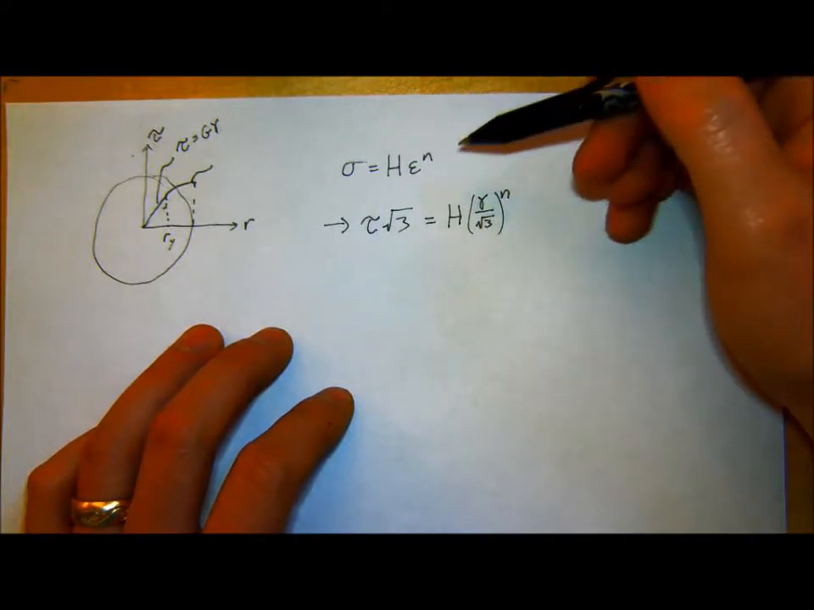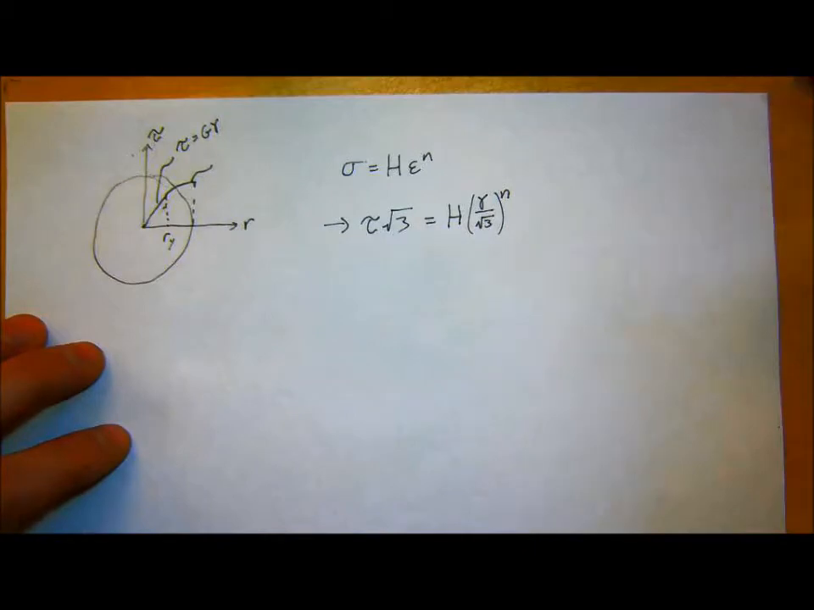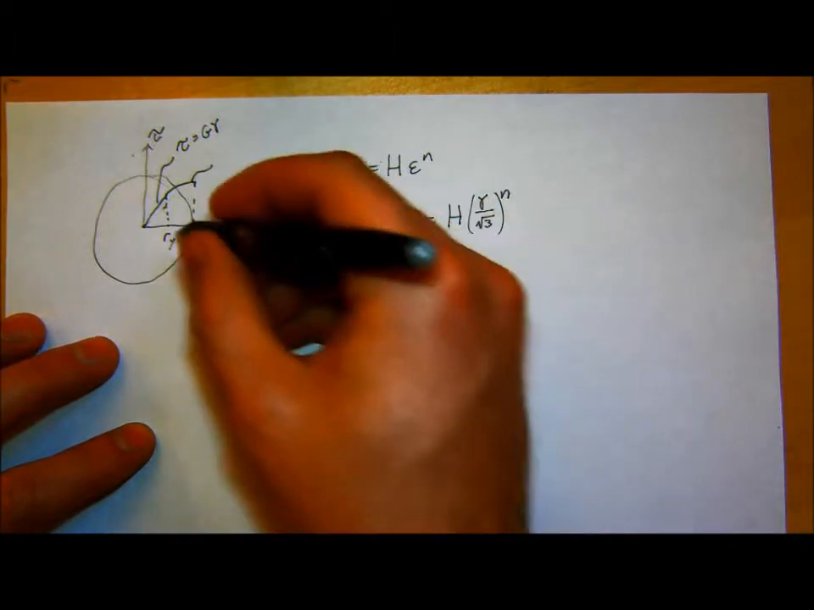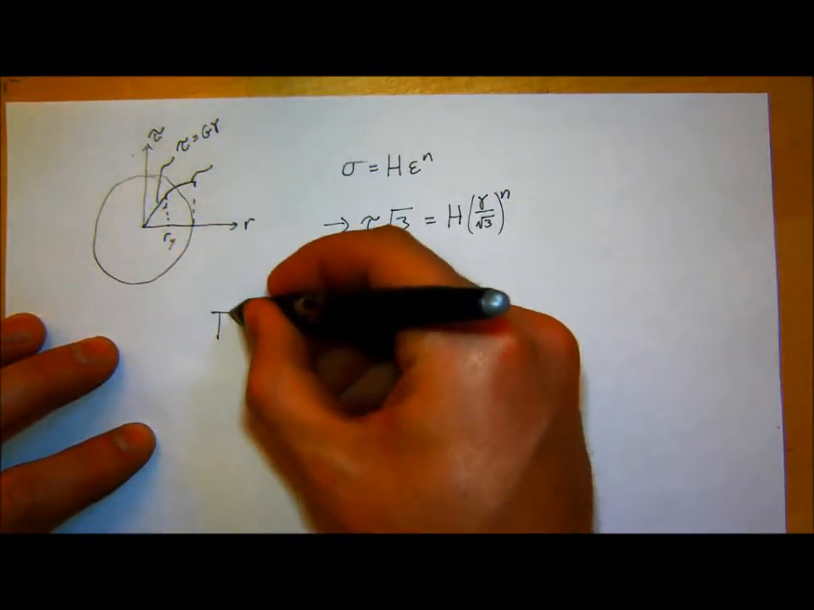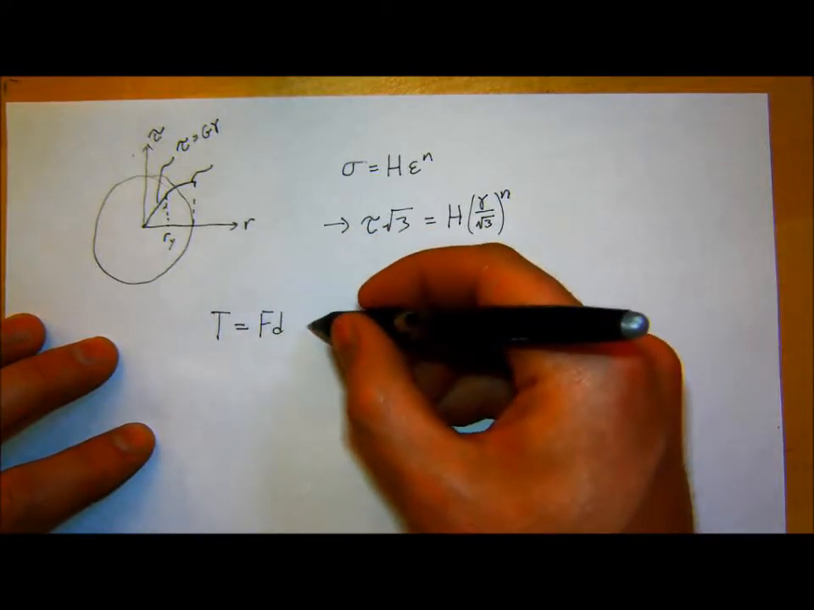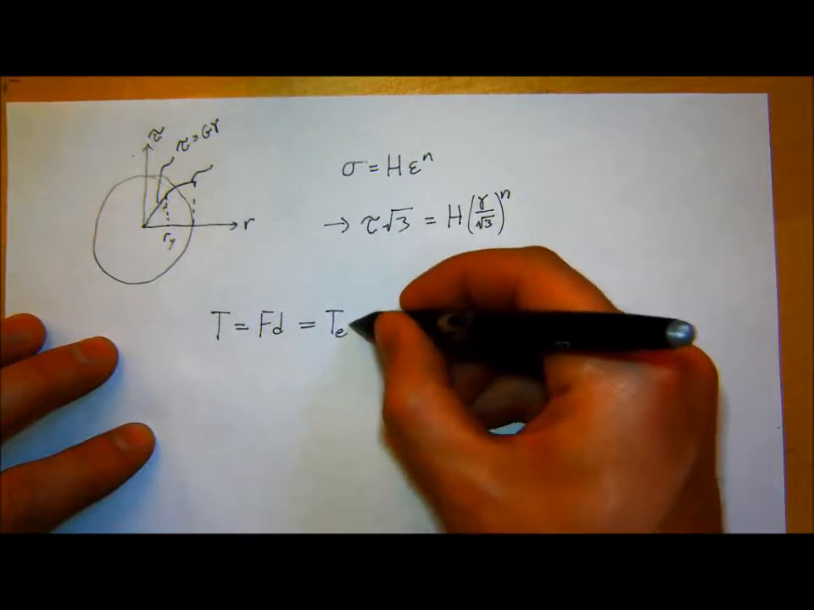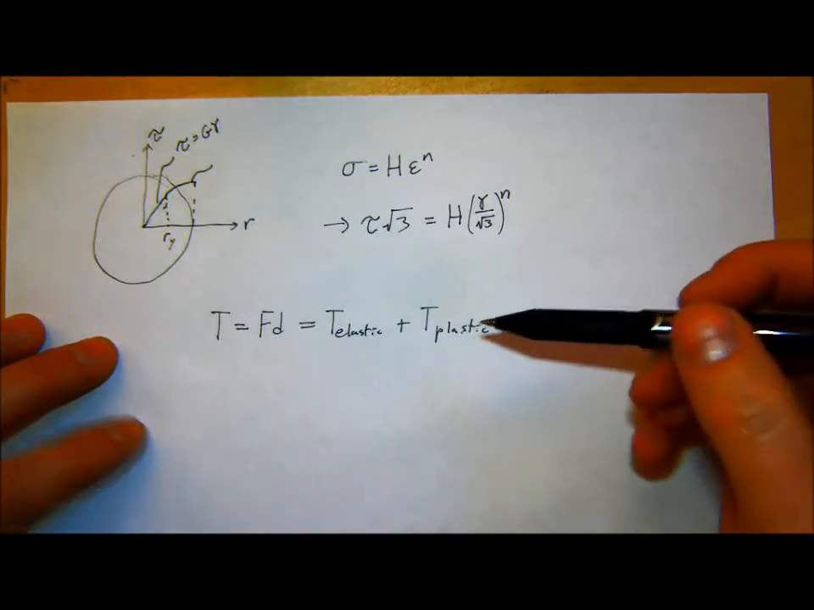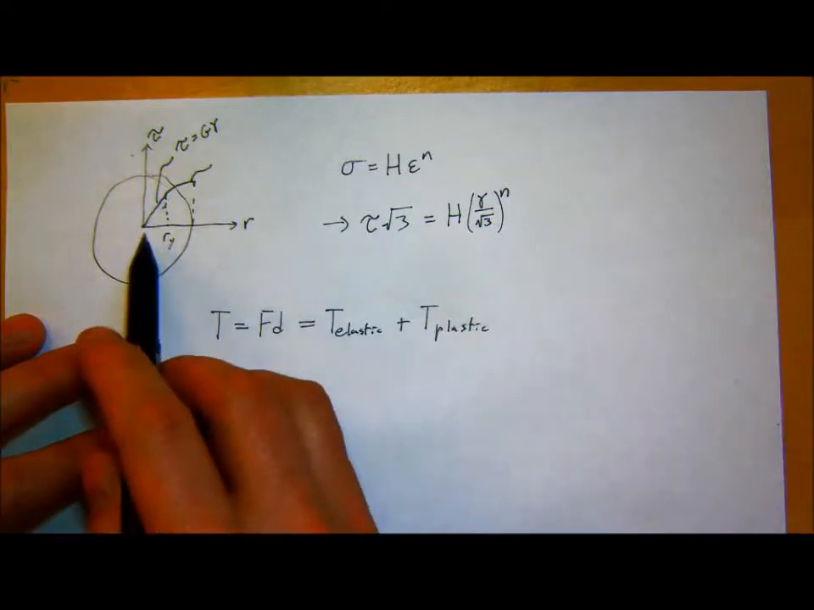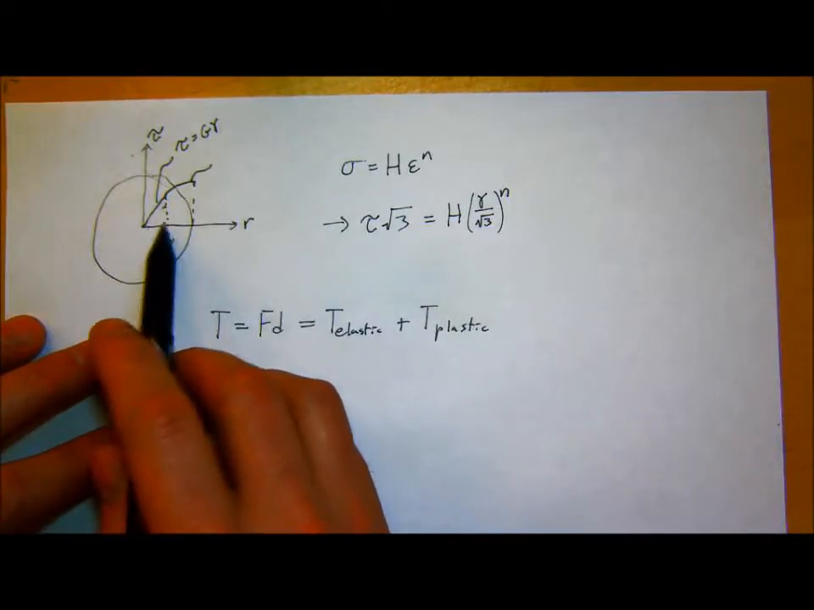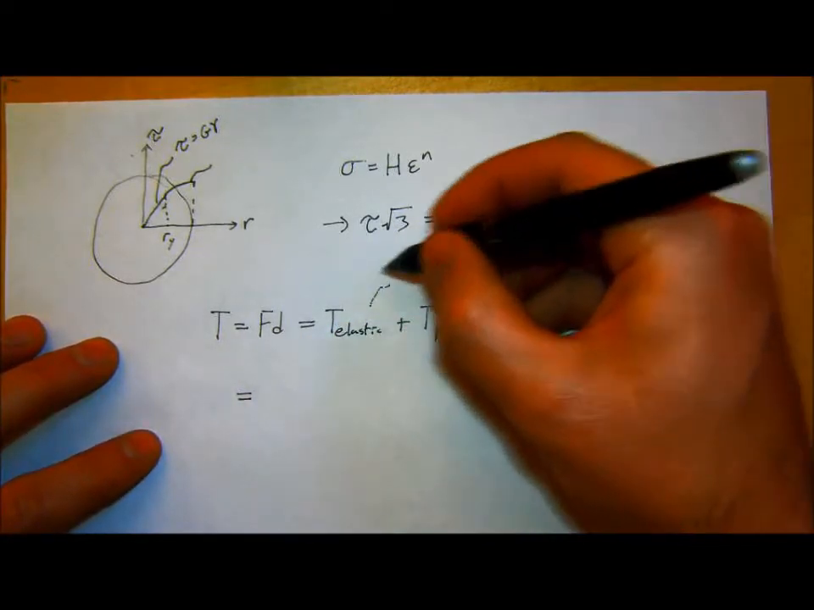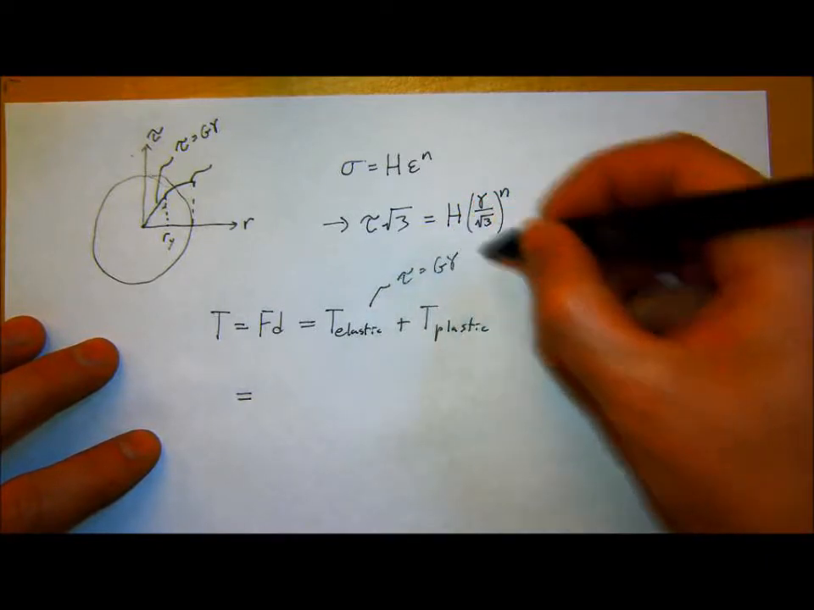Now, if I want to figure out what the torque is, how this torque balances out, I know my torque is my force times distance, but there's some elastic component and some plastic component of my shear stress. So if I integrate through this thing, the shear stress in this central part below Ry is elastic, out here is plastic. I know in this elastic part, tau is G gamma. In this plastic part, tau is H over root 3 gamma over root 3 to the N.